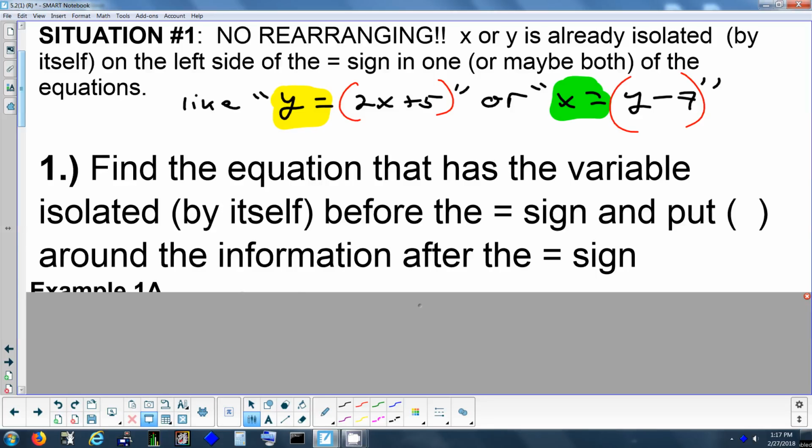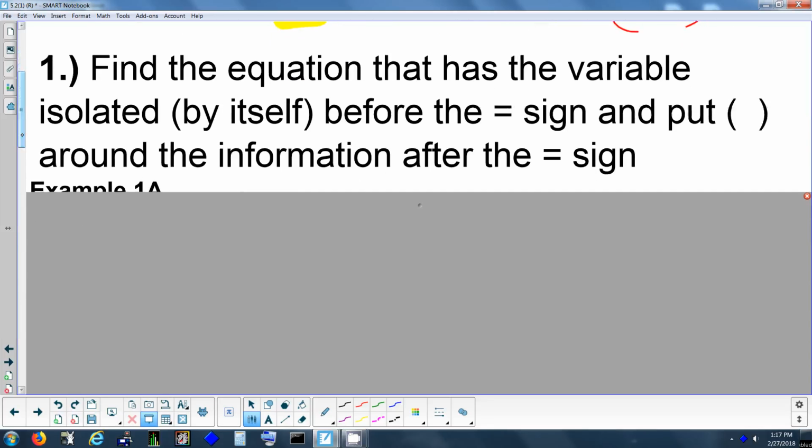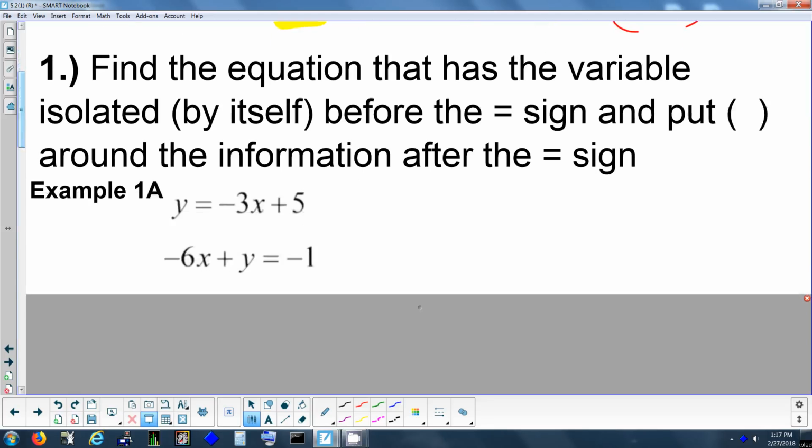And remember, if the variable's by itself, that's fine. But there can't be anything else around it. Chances are it's going to be on that left-hand side of the equal sign, by itself with no number attached. I like to label my equations 1 and 2 just so I can reference them easier. You guys have that equation in your notes. Which equation, 1 or 2, already has the variable by itself? Equation 1.